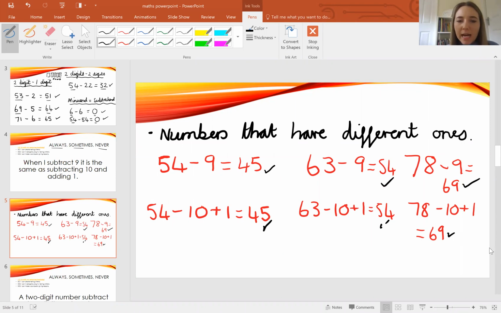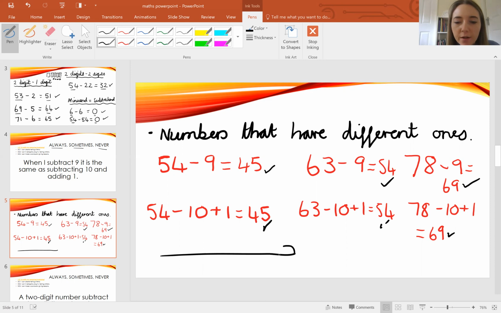So why does that happen then? So we need to make our conclusion, write down our conclusion, think about why that happens. So we might say, when we subtract 9, it is always the same as subtracting 10 and adding 1. This is because... and then we could draw a number line to explain.